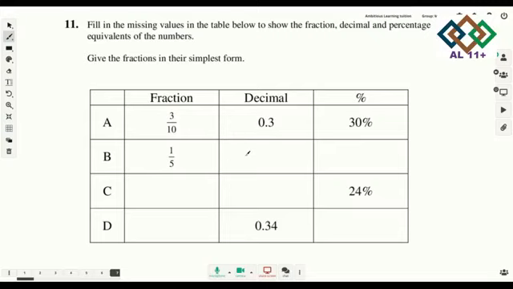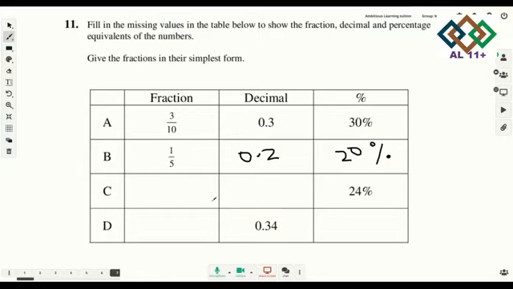1/5. How do you write that as a decimal? It's 0.2 for that one. And how would you write that as a percentage? That would be 20%. Just write down as much information as you have. In this one, you just know it's 24%, and you need to know the decimal and the fraction of that. In number D, again, you're given the decimal. You have to find the fraction and the percentage for that one.